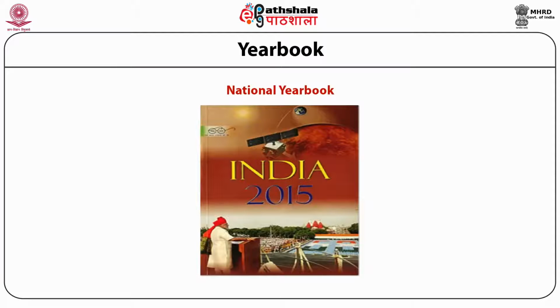A national yearbook provides a political, economic, and social account of an individual country. National yearbooks are compiled by the respective government of that country and are considered reliable and authoritative. For example, India 2015 is a national yearbook published by Publication Division, Ministry of Information and Broadcasting, Government of India.